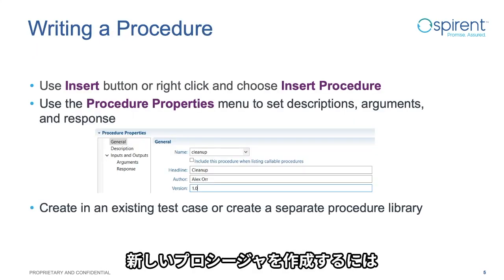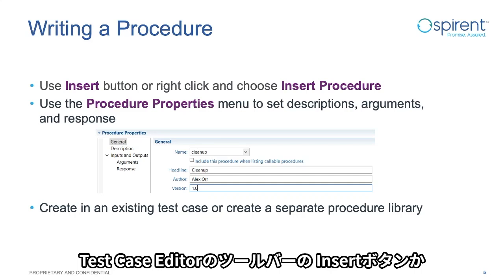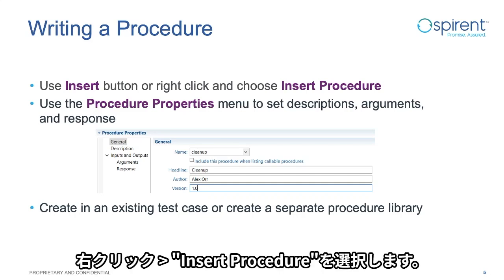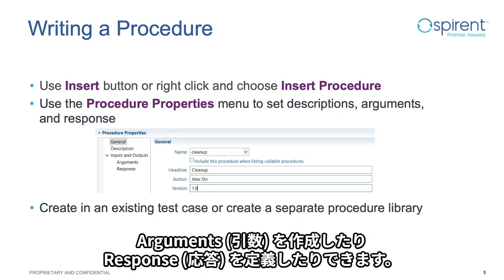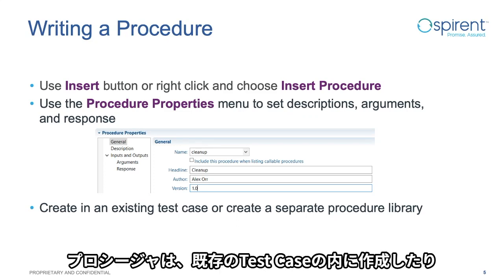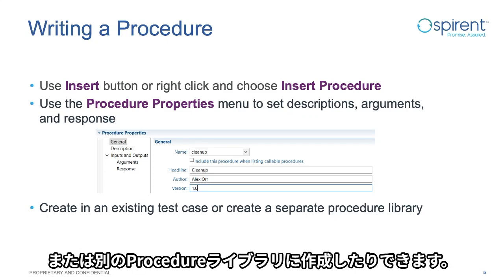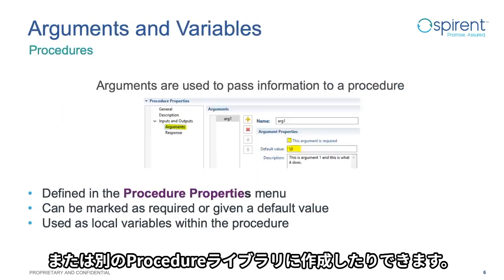To create a new procedure, use the Insert button on the Test Case Editor toolbar, or right-click and choose Insert Procedure. Use the Procedure Properties menu to set descriptions, create arguments, and define the response. Procedures can be created in an existing test case or in a separate procedure library.